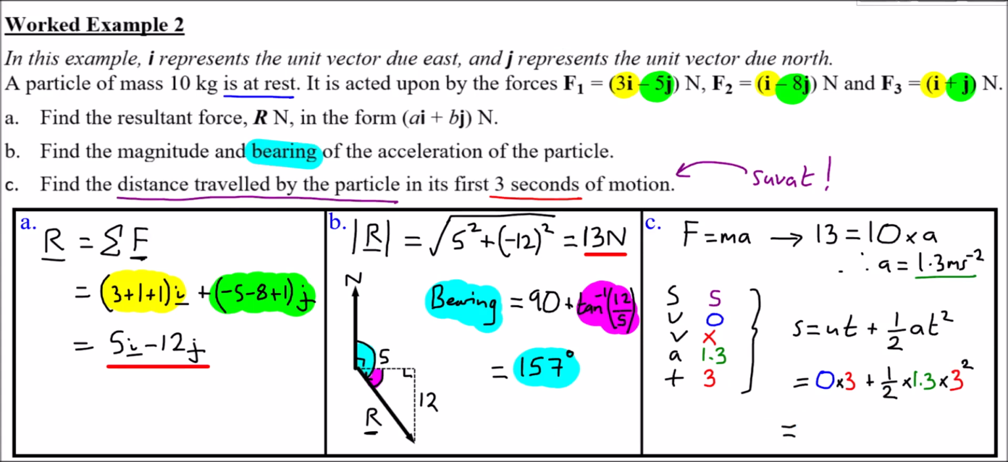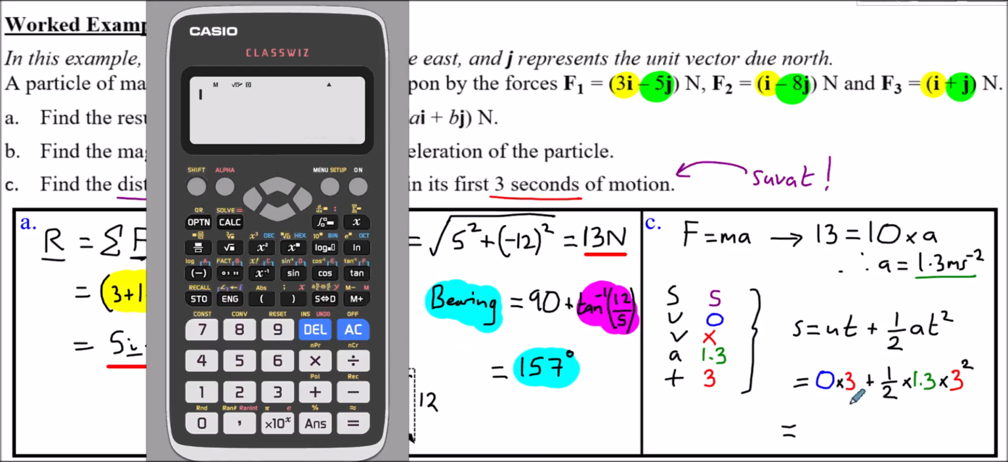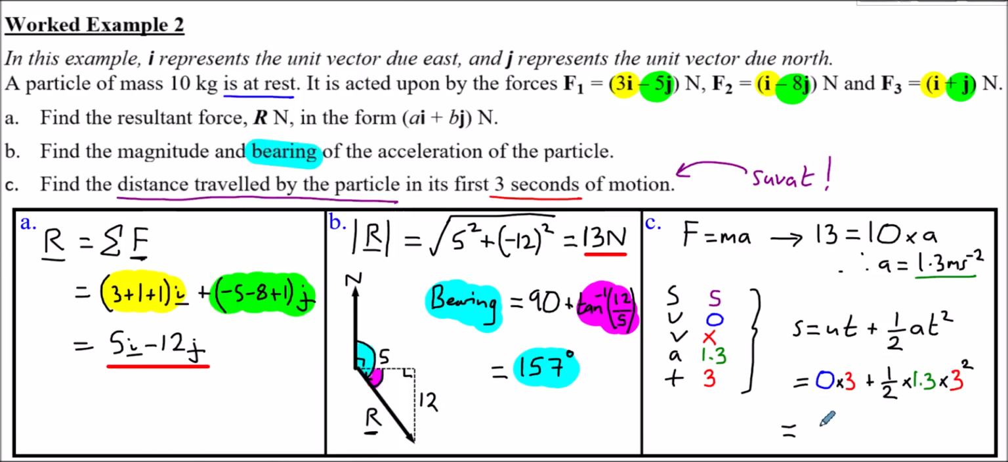So all we need now is our trusted calculator. So 0 times 3, I'm not even going to bother with that one now. I'm going to jump straight into doing a half multiplied by 1.3 multiplied by 3 squared. And that gives me 5.85 meters. And that's it for that question.